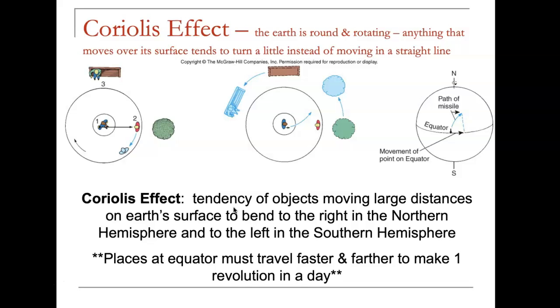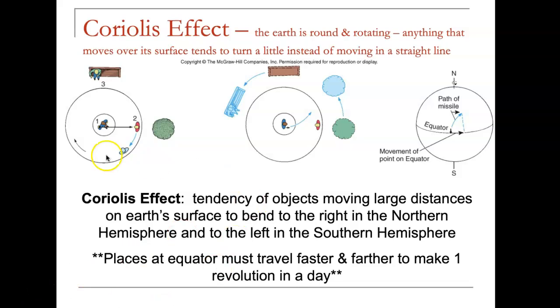This is important that you get this. To the right in the northern hemisphere and to the left in the southern hemisphere. Okay? So again, I'm emphasizing you need to know that the Coriolis effect is going to impact things moving large distances on the Earth's surface, bending them to the right in the northern hemisphere and to the left in the southern hemisphere. And this is going to include things like winds.